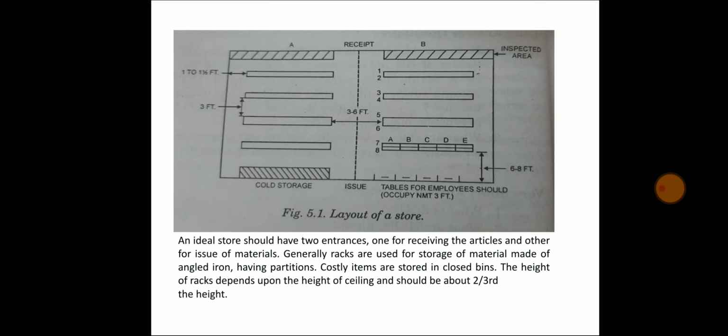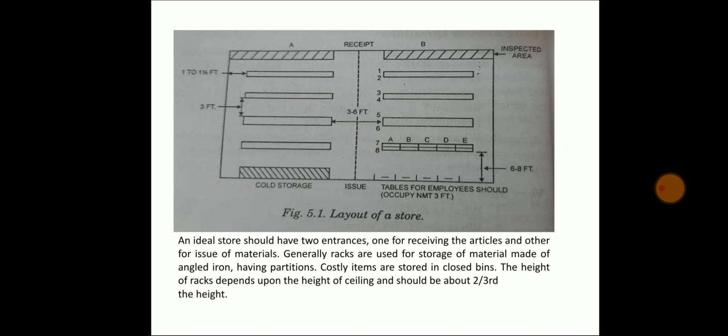As you can see in this slide, there is a layout of a store. In this, it is properly shown how storage conditions should be there, cells should be there, tables for employees. An ideal store should have two entrances, one for receiving the articles and the other for issue of materials.